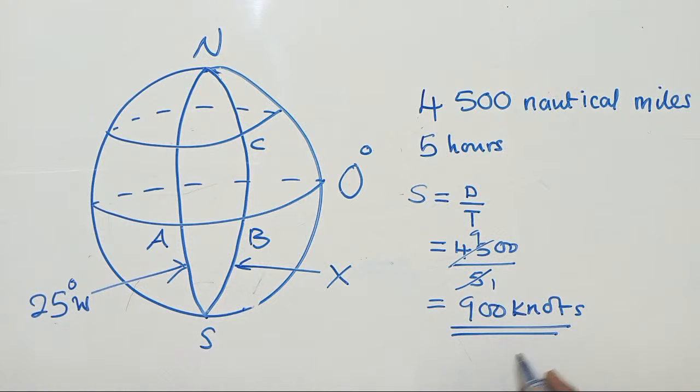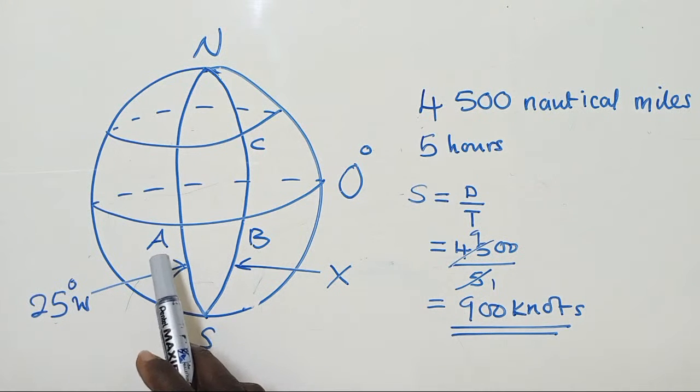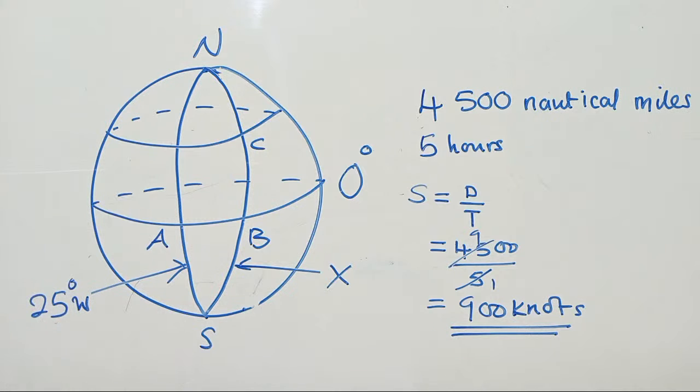So this is the distance. The speed the plane was moving at from point A to point B is 900 knots. So that's it. Since we found that, we can now try to do the next question.